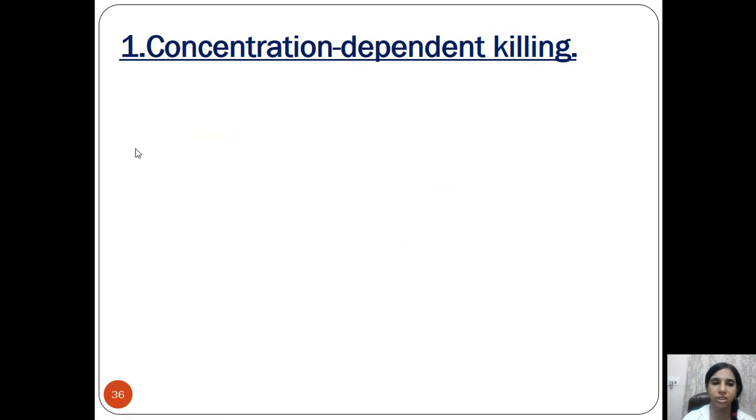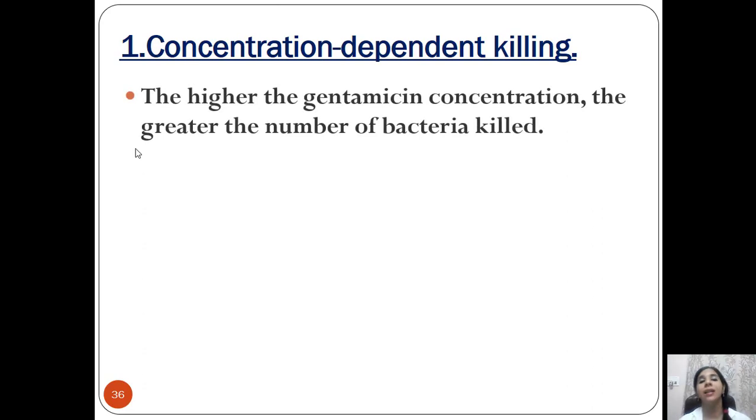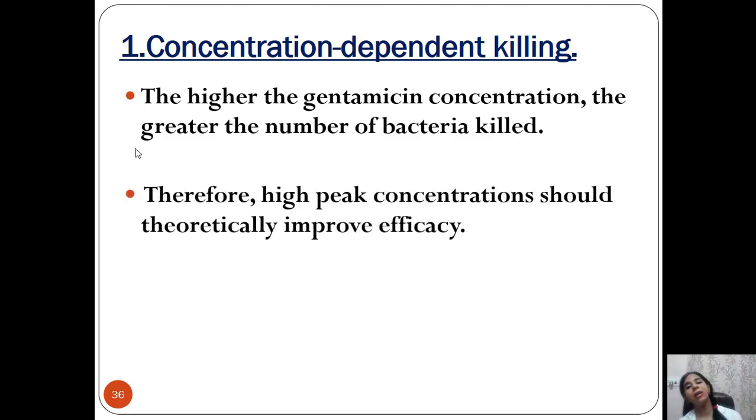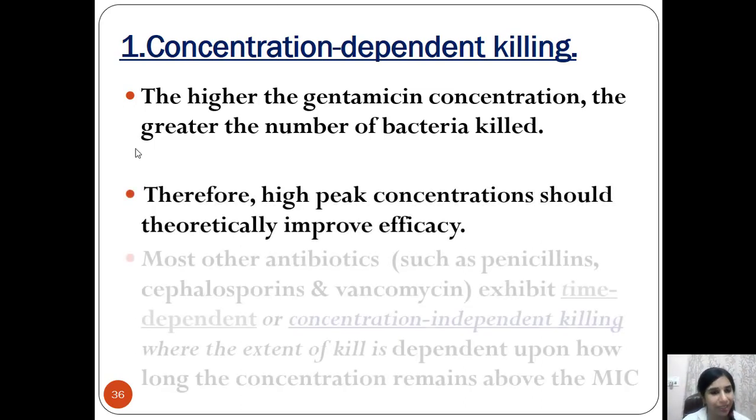So what do you mean by concentration-dependent killing? Concentration-dependent killing means the more the concentration of the antimicrobial agent you give, the more the bactericidal killing. So such drugs, aminoglycoside-like drugs, qualify for one single daily dose. If you give the large single daily dose, the concentrations achieved are going to be phenomenally high, and those concentrations are going to produce rapid bactericidal action, which is going to benefit the patient, which is going to kill the bacteria raising the infection. So aminoglycosides have concentration-dependent killing. That means the higher the gentamicin concentration, the greater the number of bacteria killed. Therefore, high peak concentrations should theoretically improve efficacy, and they practically do also.